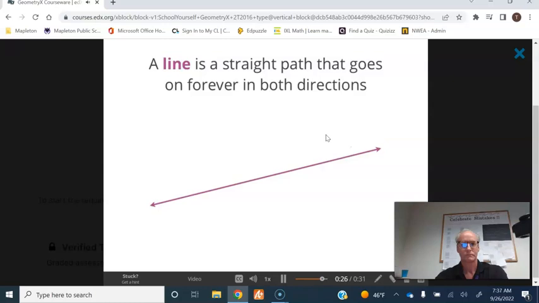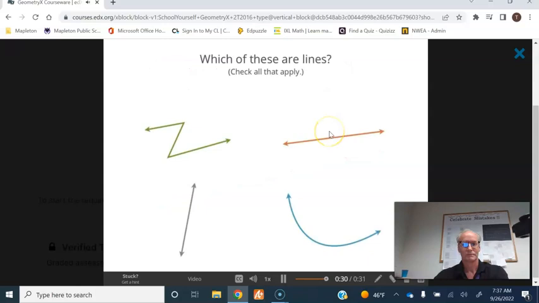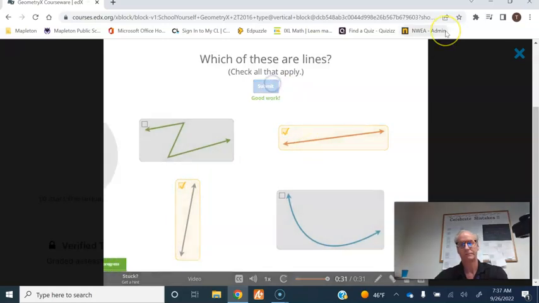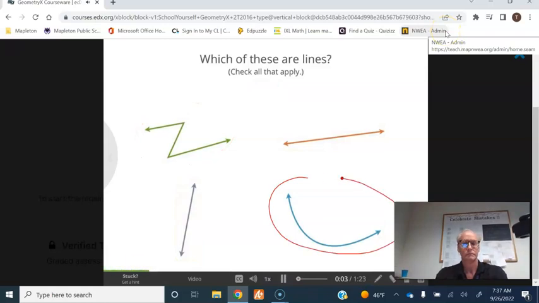So keeping in mind that lines are straight paths that go on forever in both directions, which of these are lines? Clearly, it's this one and this one, of course. And we submit it. Right, this zigzag and this curve are not straight paths, so that means that these two are the lines.